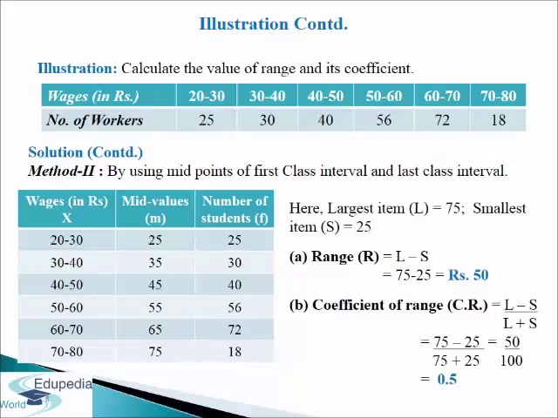And next we will calculate coefficient of range, that is CR, which is equal to (L minus S) divided by (L plus S). After putting in the values and calculating it, we will get 0.5 as coefficient of range. Here you have seen that we get different answers by using the two methods, but both the answers are taken as correct. You can pick any one of these two methods according to your convenience in calculating range and its coefficient in continuous series.